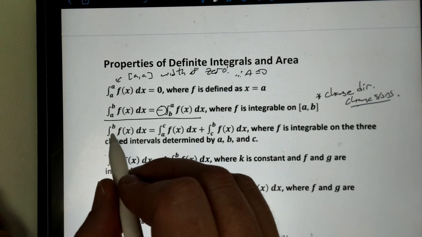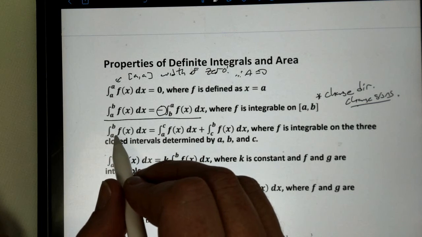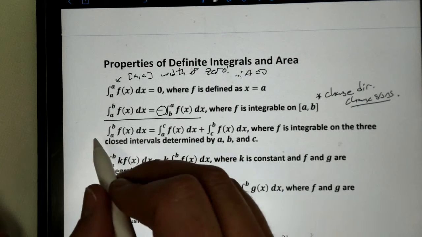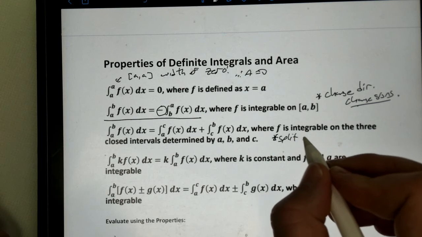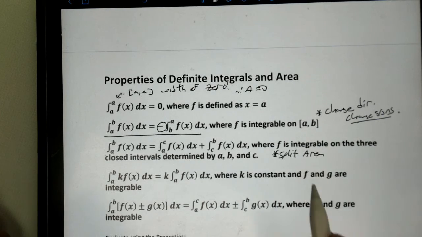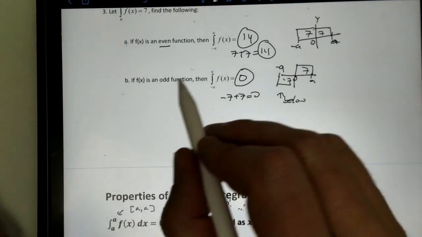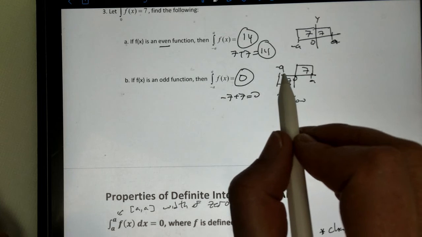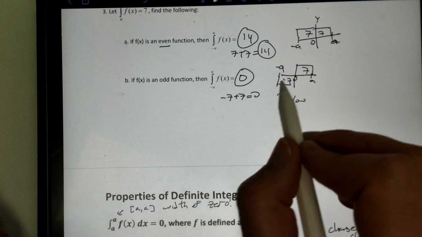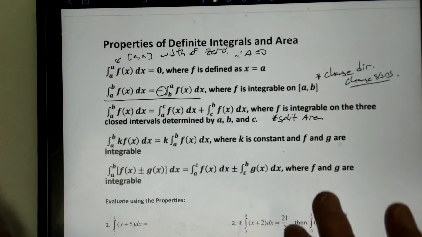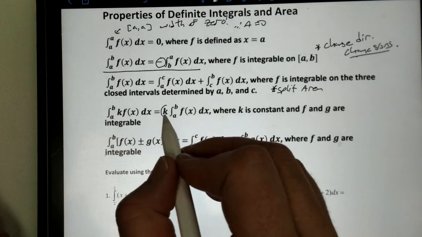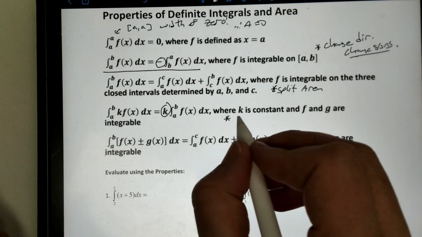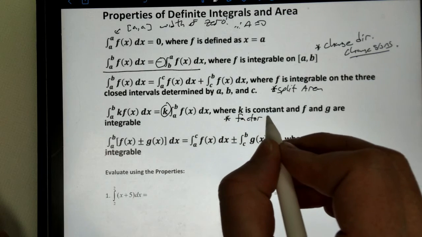Over here, from A to B, this one right here just says we can split up an area. We did this. This is just we can split an area. And that's kind of what we did up here. If I want to find the area here, I went from negative a to 0, and then from 0 to a. I just add them up together. I can split any area that I want. Over here, we have what's called the constant multiple, where you can just factor out a constant. This is just this. We can factor out a constant.